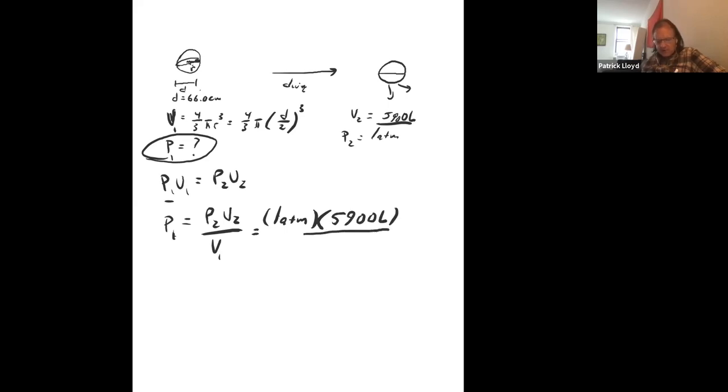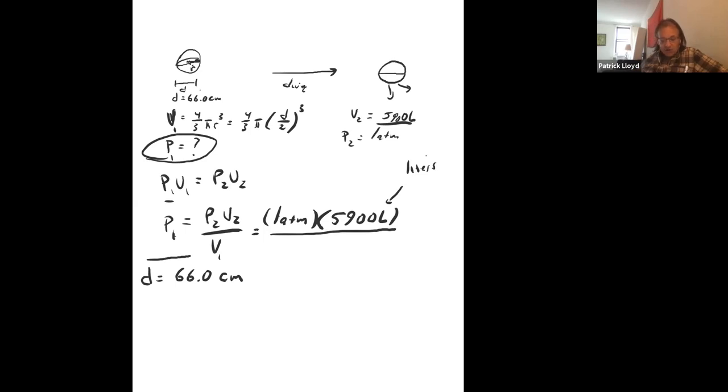Now, what about V1? We've got to calculate V1. So I'm going to go through it with you right now, okay? Here's the little trick I want to show you. Let's talk about the diameter. The diameter is 66.0 centimeters. Here's what I'm going to suggest. See how this is in liters?